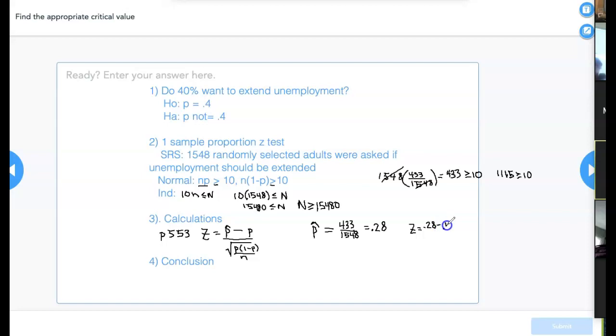So we're comparing 0.28 and 0.4. Is there a difference between those two numbers? It looks like 0.28 is a lot less than 0.4. 0.28 is far below 0.4. Our z-score will measure how far below that number is. Okay, I asked up here, what is the critical value?